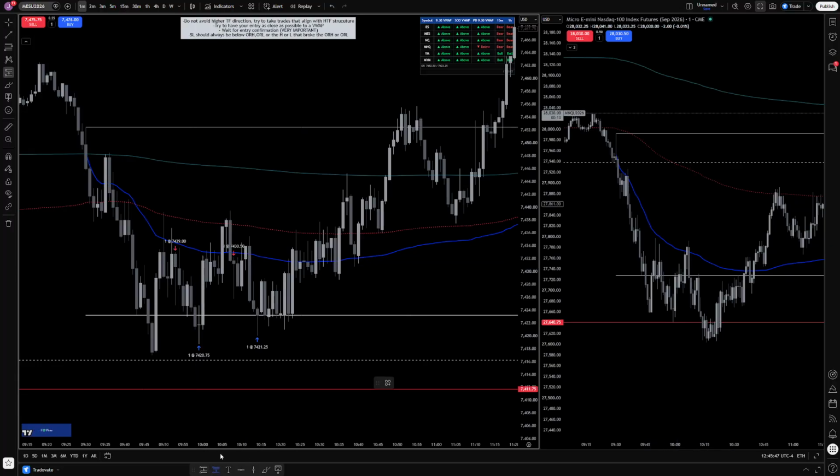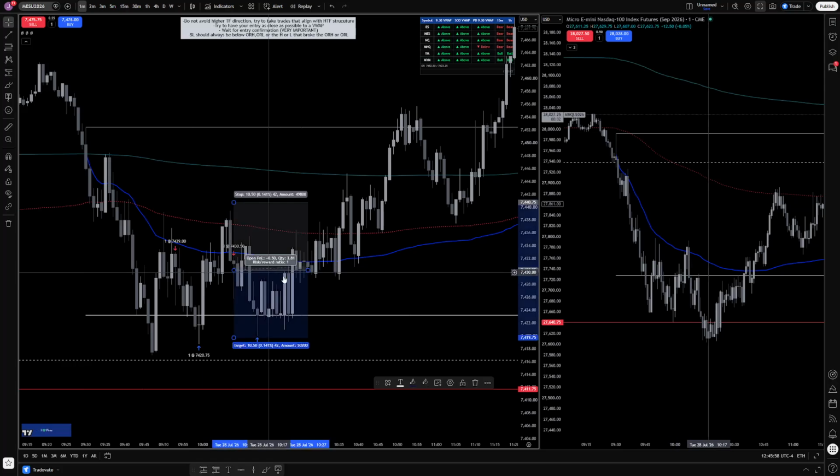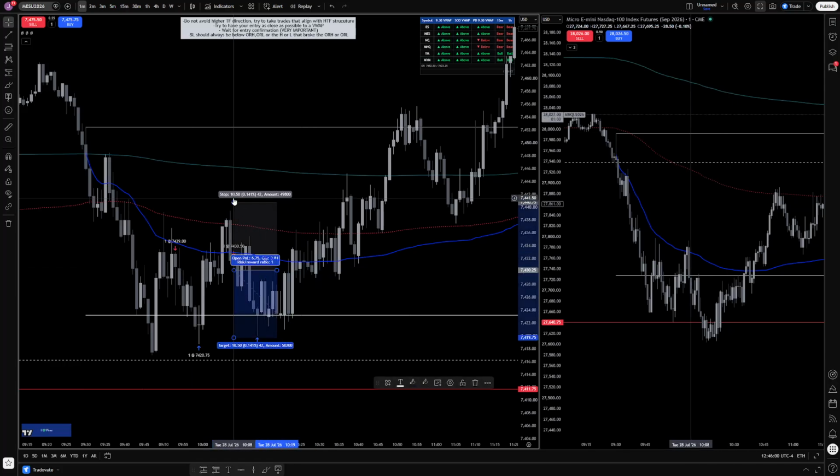So price closed above all VWAPs, or these two VWAPs at least. Not interested. What happened? What did price do later though? It closed below the New York VWAP again. Now a stop loss, same here.